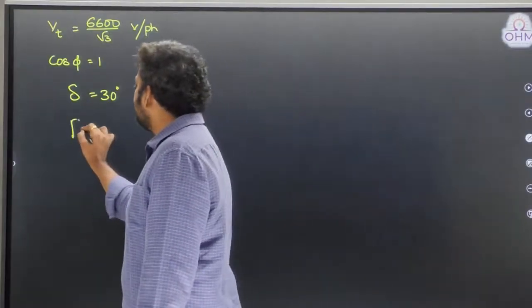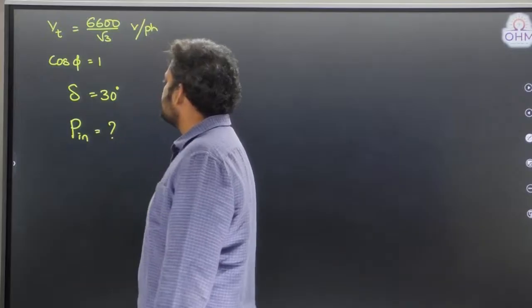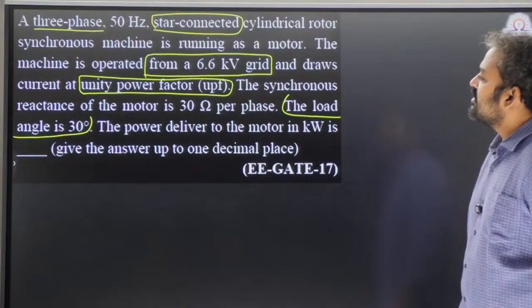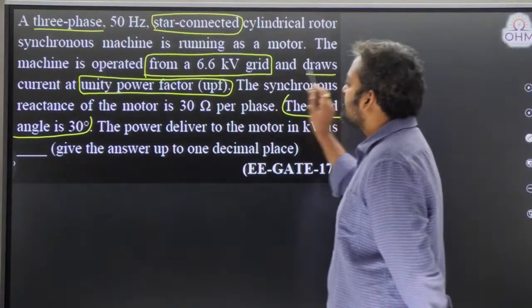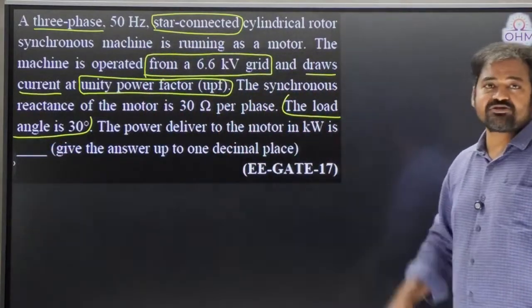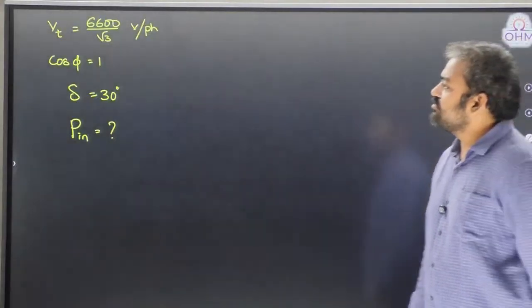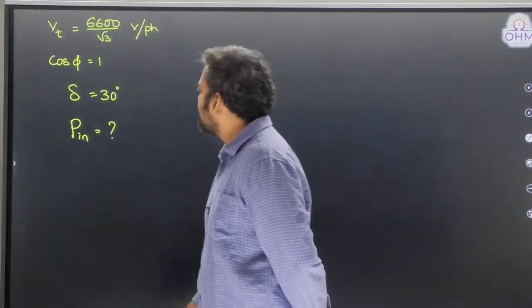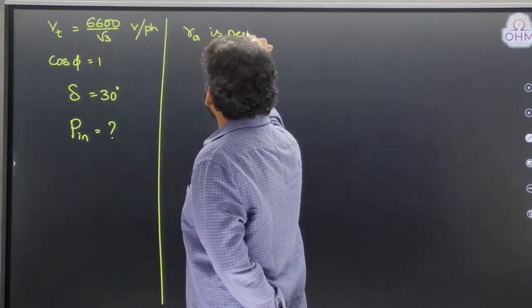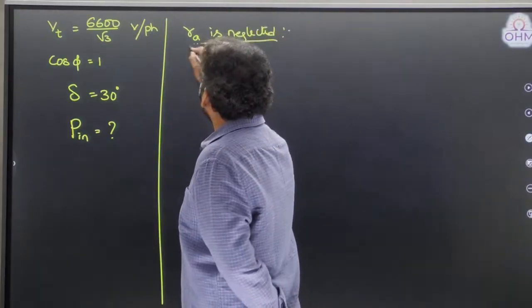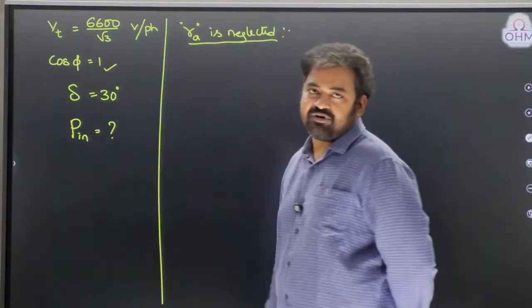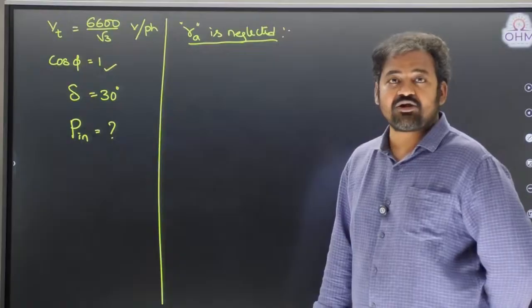What is the active power drawn by this motor is the question. We want to answer in kilowatts. Was the current value given? No, there is no information about the current drawn by the motor. They said current was drawn, but the magnitude was not given. So what I can do here, first thing, Ra is neglected in the problem, right? Ra was not given, that means Ra is neglected. With Ra neglected, the machine is at which power factor? Unity power factor. Unity power factor means, can I say normal excitation?